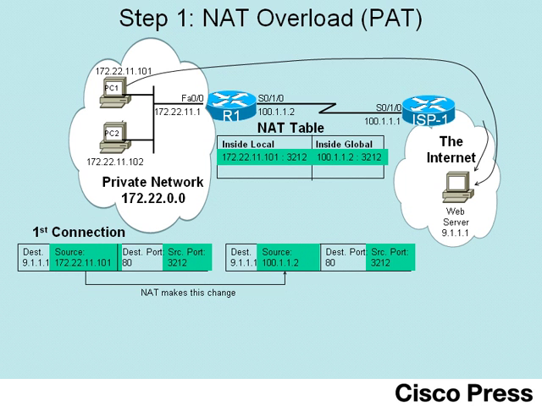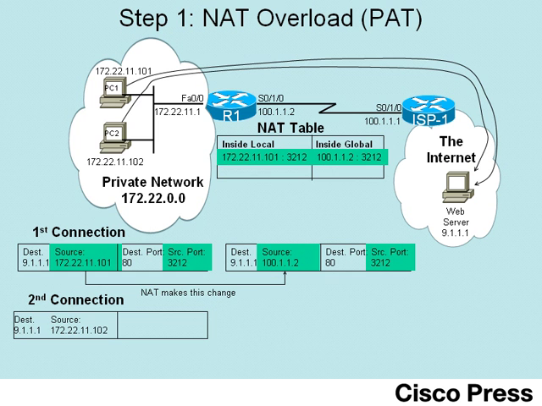The second TCP connection shows the need for translating the port, hence the name Port Address Translation. PC2 now connects to that same web server. PC2's packet, as you see on the lower left there, has the same destination address, but PC2's source IP address. That, of course, will be the inside local IP address.